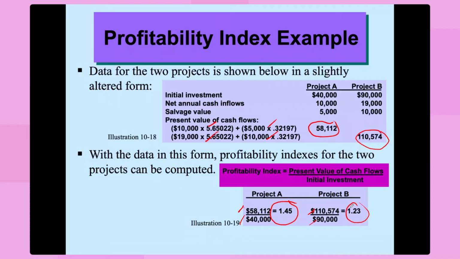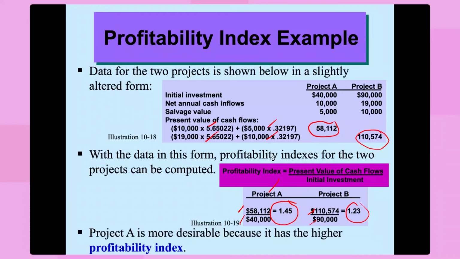So, a while ago, in terms of the NPV, you will choose project B. But in terms of profitability index, you will now choose A. Alright, so it depends on the conditions. So, project A is more desirable because it has the higher profitability index. In reality, of course, NPV is better. It is a more conceptual approach compared to the profitability index.